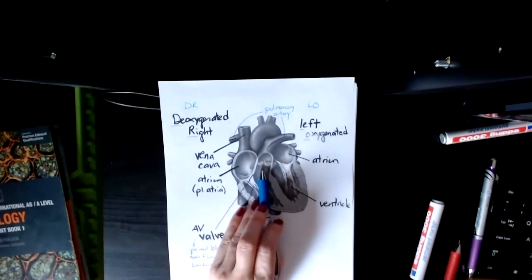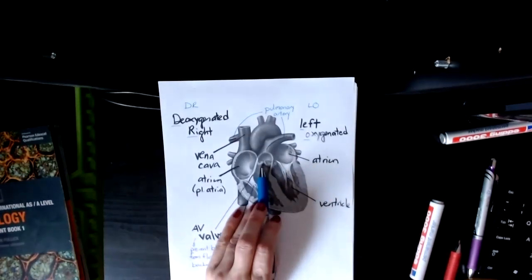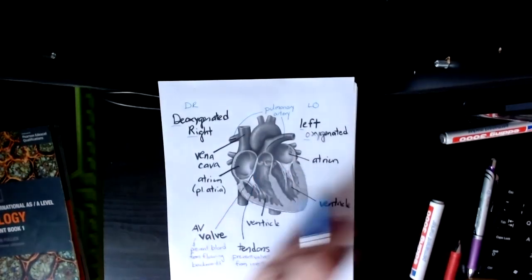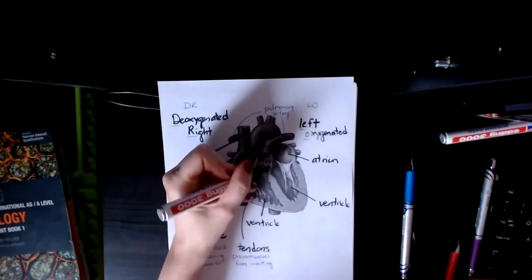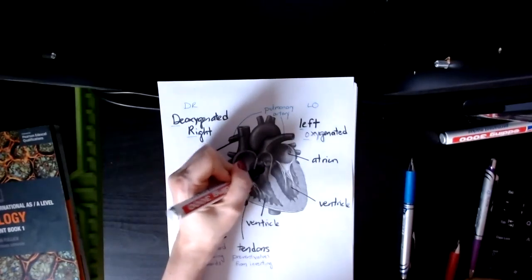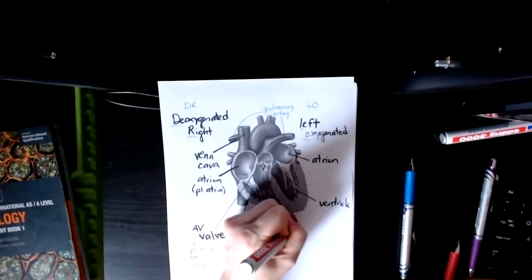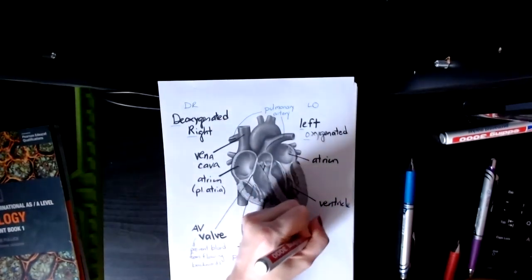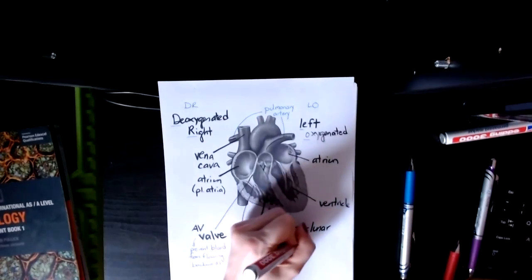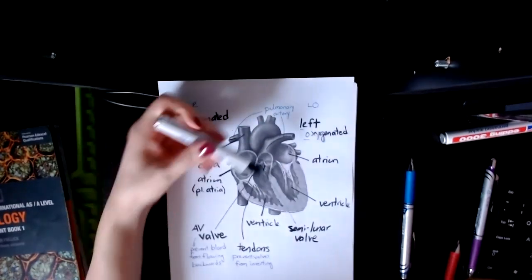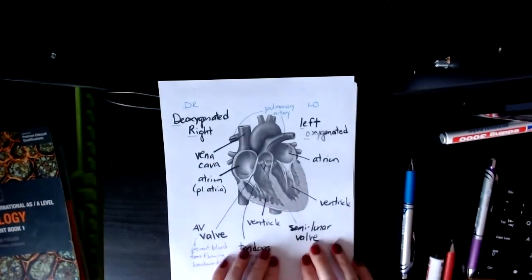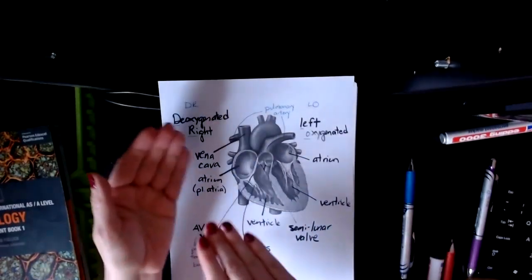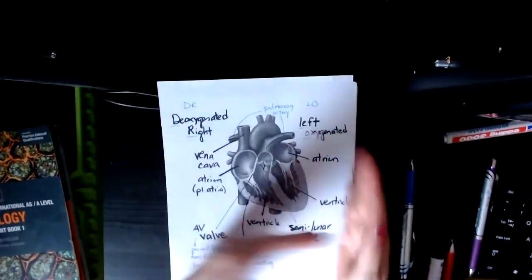Now you can see another set of valves here, and again, for IGCSE, you just need to know they're valves, but for A level, you need to know the name of them, and they are the semilunar valves. Okay, and you've got another pair of them leading into the aorta. So the AV valve and the semilunar valves, there's two sets of each. One set on the right side of the heart, one set on the left side of the heart.